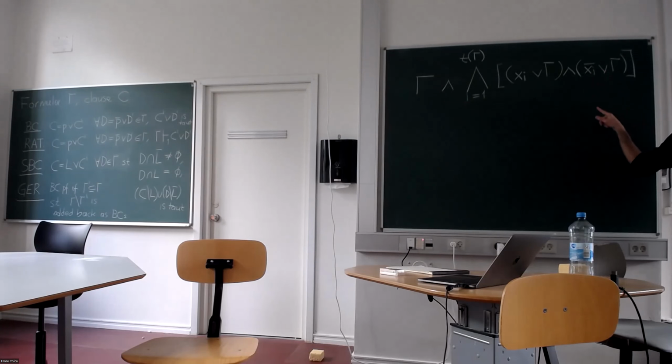What are we assuming about gamma? Is gamma easy or hard? Gamma is something hard for BC minus. Okay.